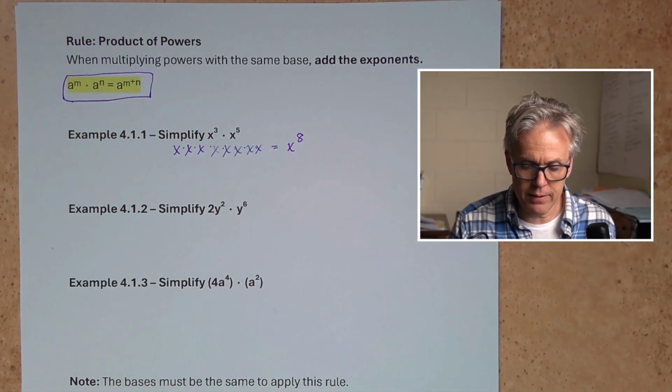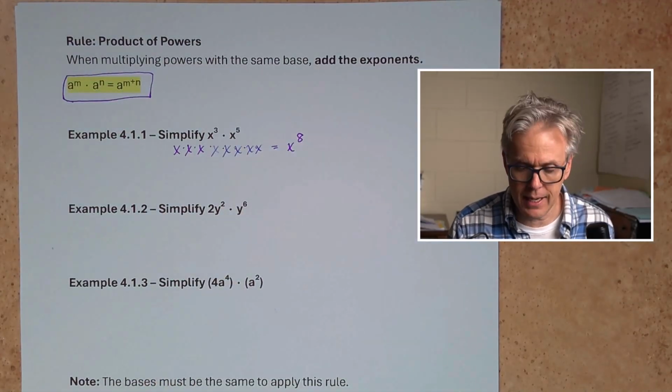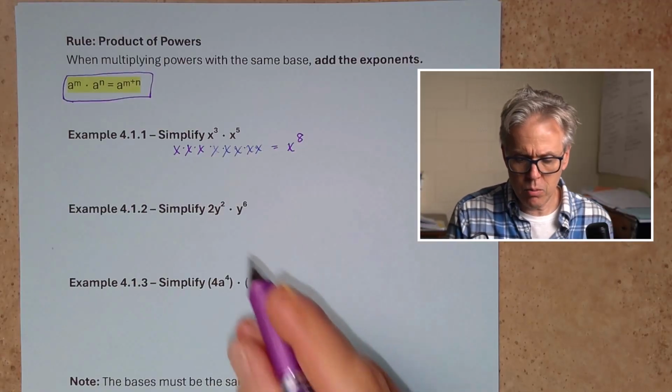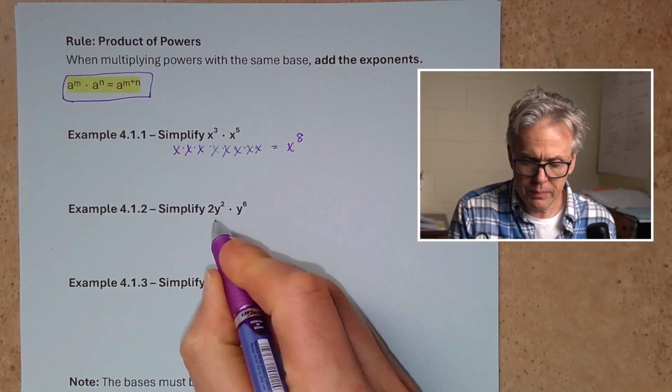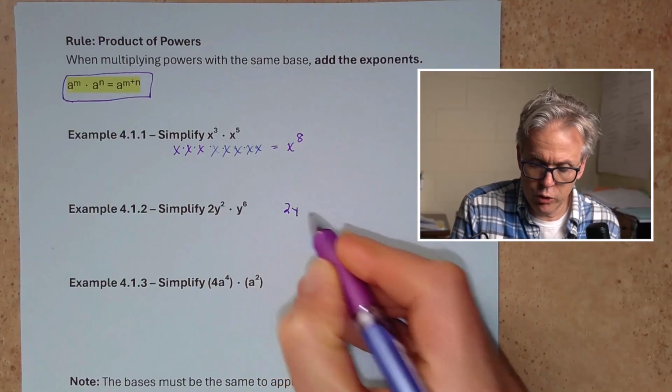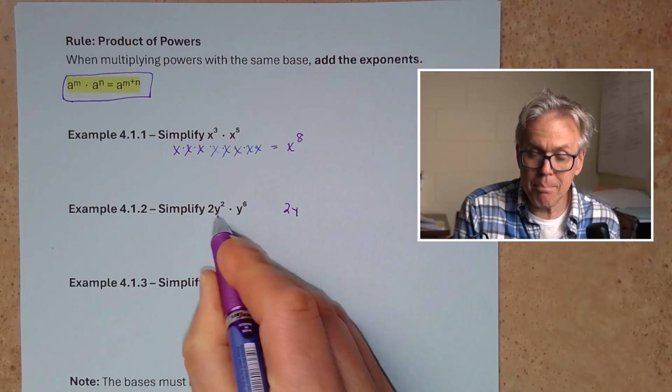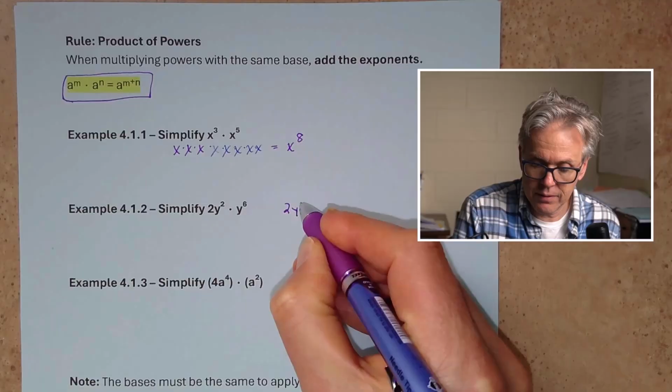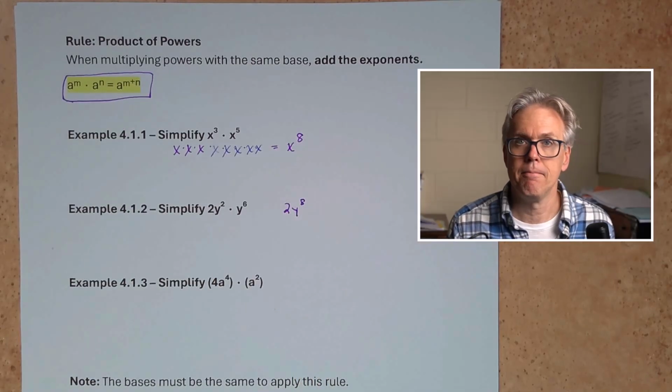Let's look at this on the next example, 2y squared times y to the 6th. So we have a coefficient here of 2. I'm just going to say 2 times y, or 2y, and then I have my like bases, so I can add the exponents together.